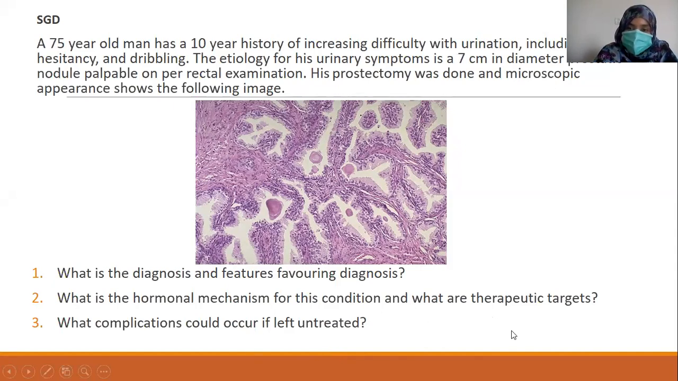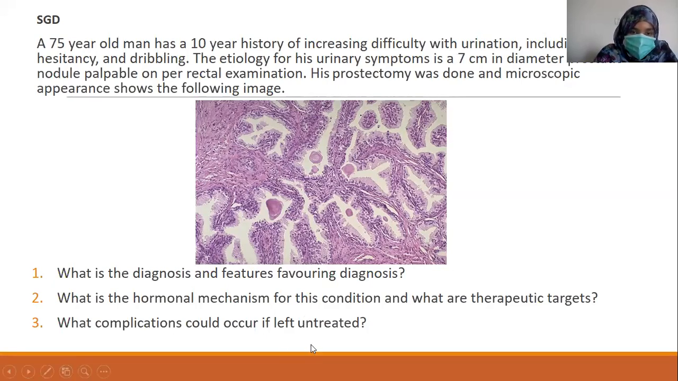And what are the therapies? You can cut off the mechanism anywhere. If you give 5-alpha reductase inhibitors, the conversion into DHT will be inhibited. Alpha blockers can also work, or a combination of both therapies is given to patients.